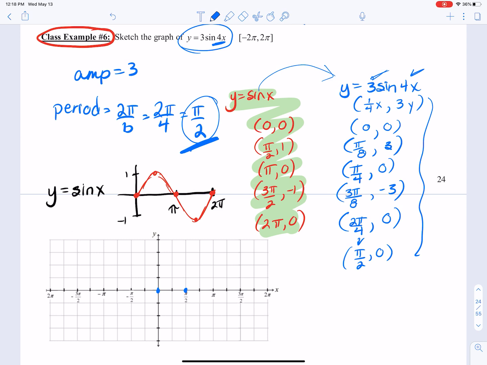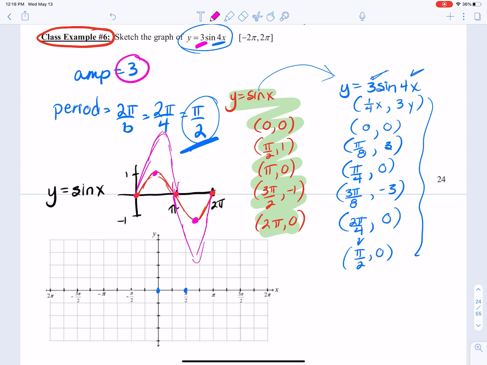If I take a look at these questions, I know the new amplitude is going to be 3. So where everything was at 1 on the original graph, or -1, that's going to go up to 3, and it's going to go down to -3. So just get an idea about that.